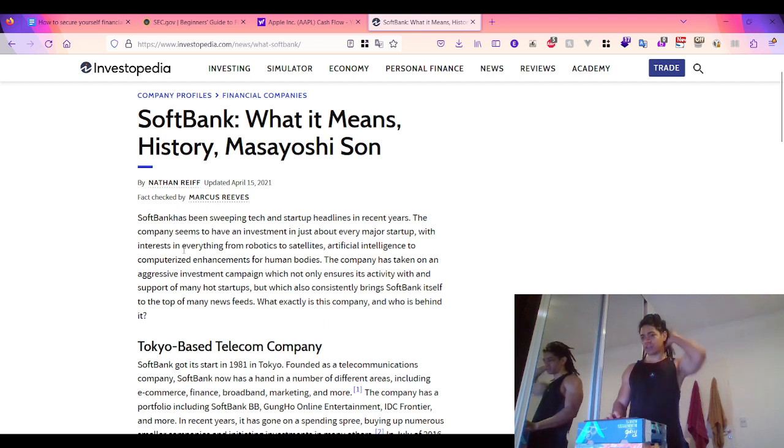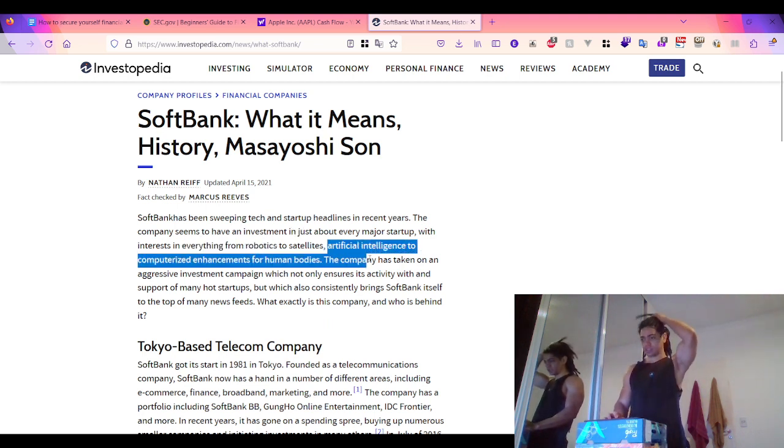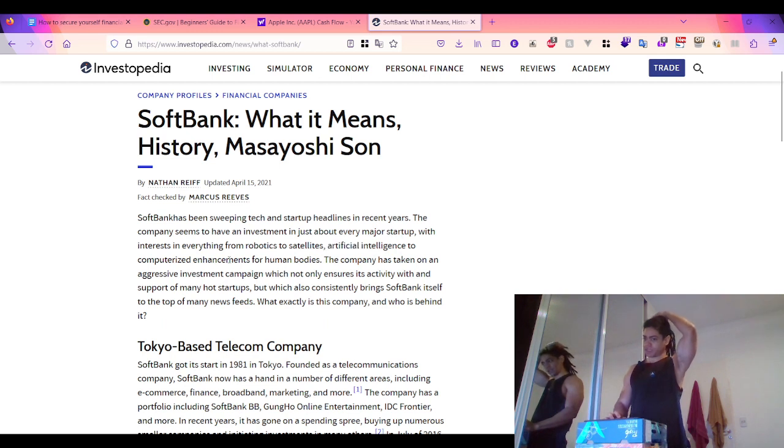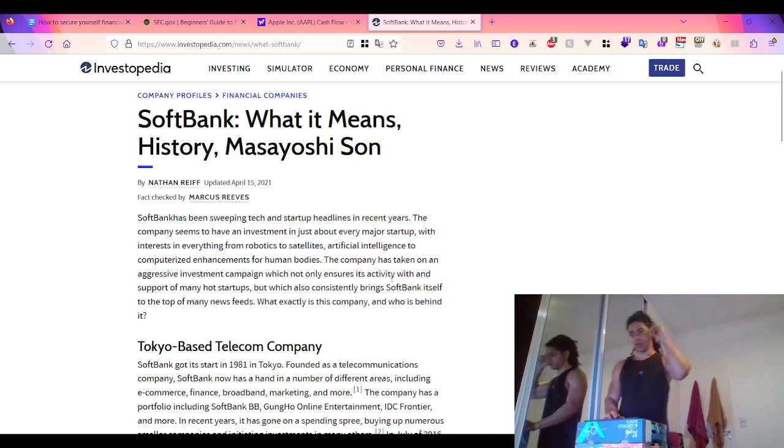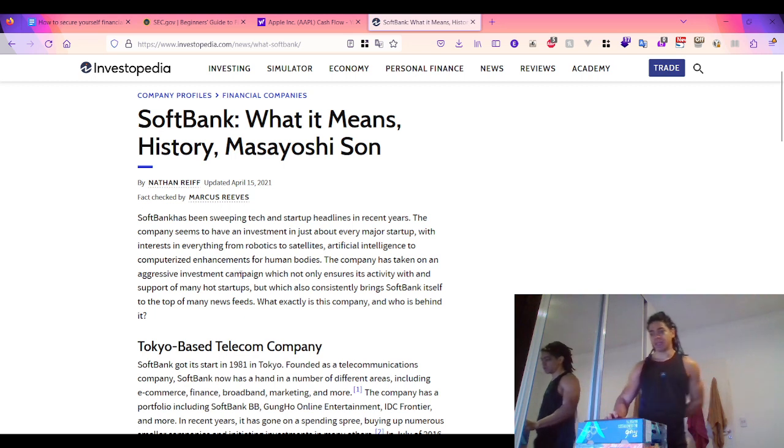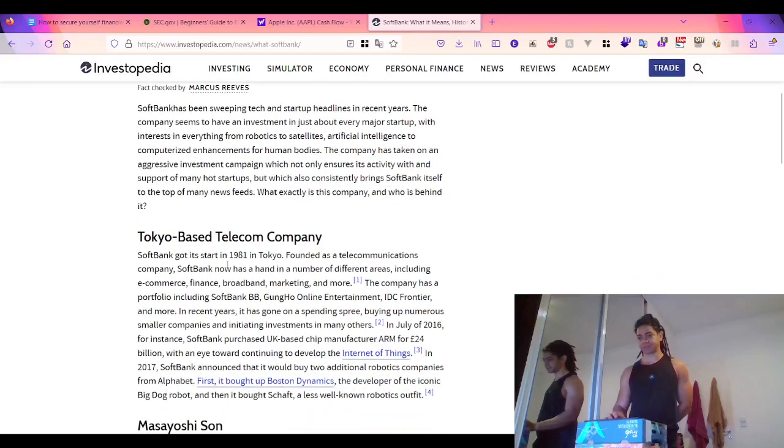With interest in everything from robotics to satellites, artificial intelligence to computerized enhancement for human bodies, the company has taken on an aggressive investment campaign which not only ensures its activity with and support of many hot startups, but which also consistently brings SoftBank itself to the top of many news feeds. What exactly is this company and who is behind this?